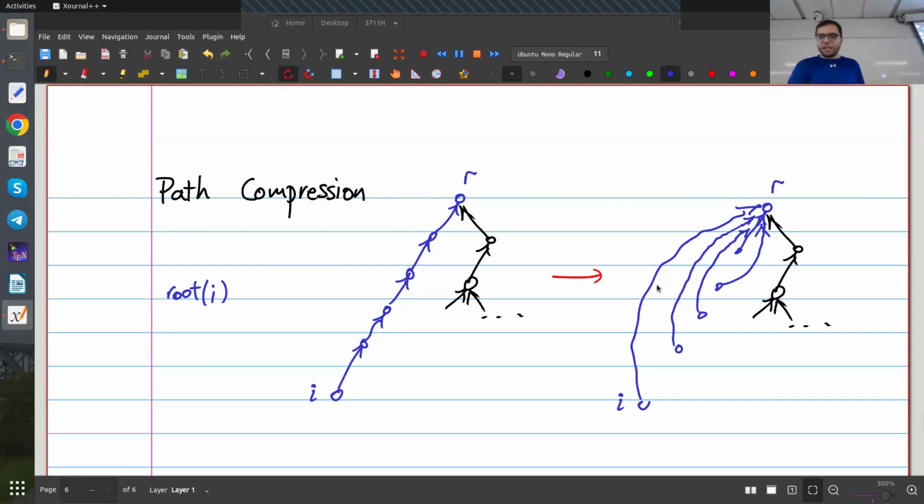It's possible that I merge this node with some other node and then the root changes. But even then, they will be much closer to the root than they were before. So every one of the subsequent root operations is going to get faster because I did this path compression in this particular root operation.